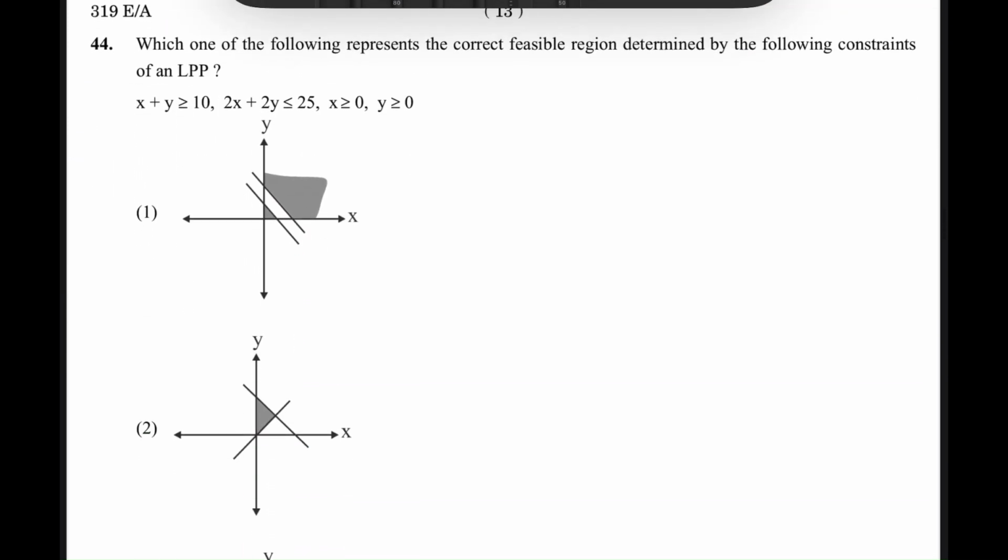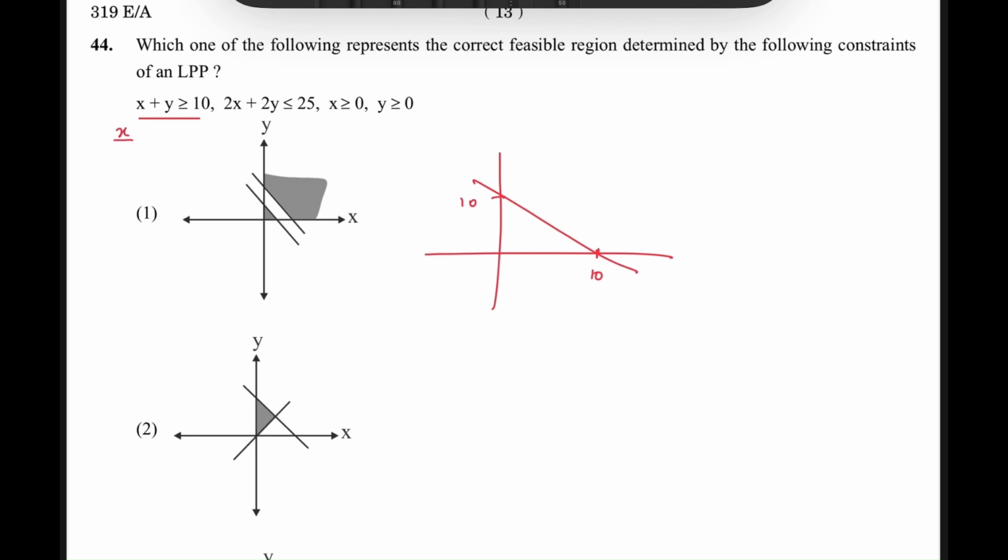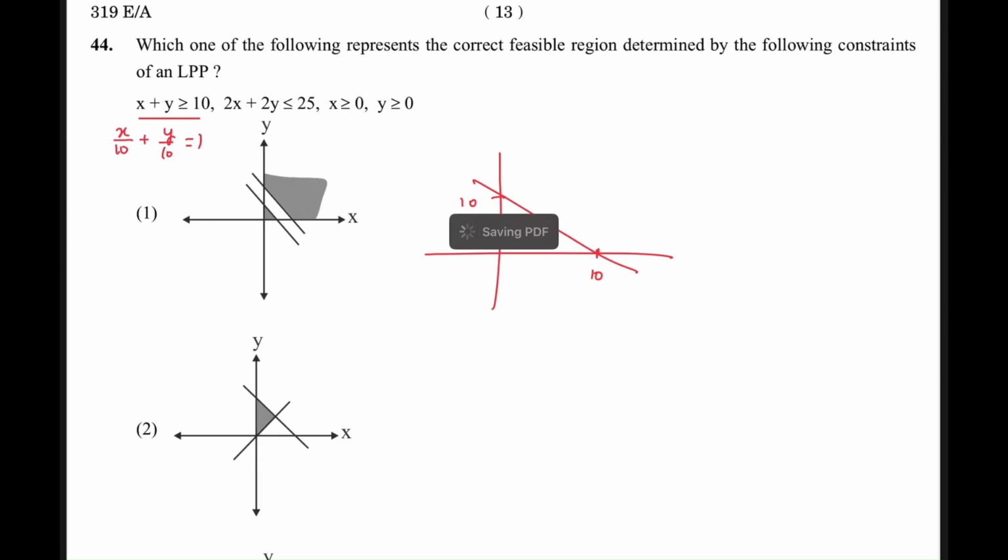Let's move to question 44, an easy question. You are given constraints, x plus y is greater than or equal to 10. So what is this? This is just a line. You have the intercepts as 10, 10, so you can write in intercept form x by 10 plus y by 10 equals 1. Greater than or equal to means the shading is on the right side. So here the shading is on the right side.